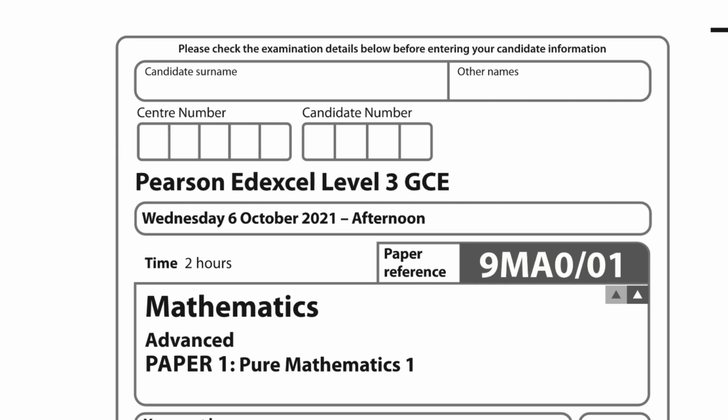This is the EdExcel A-Level Maths Paper 1 from the 2021 series.